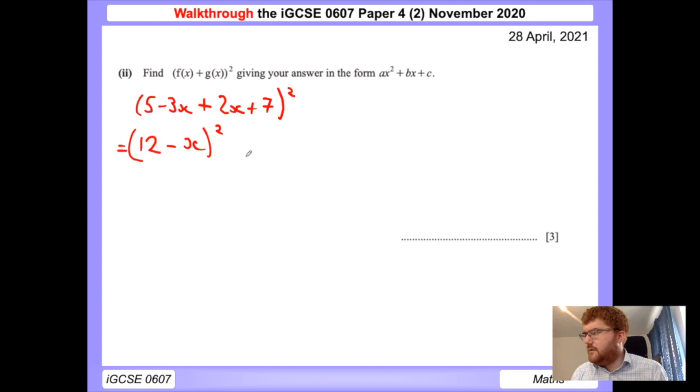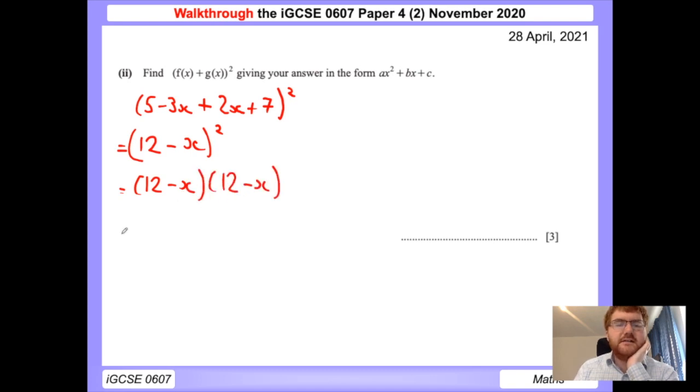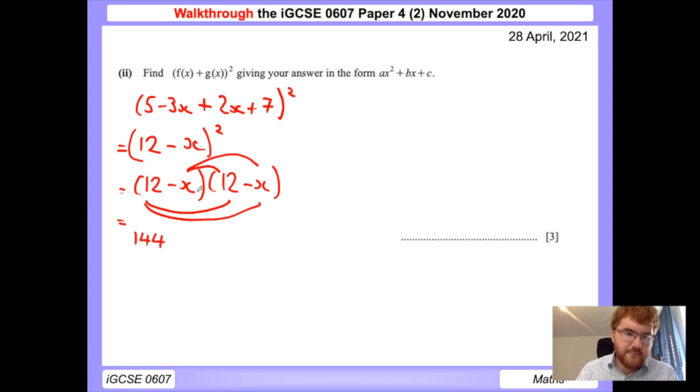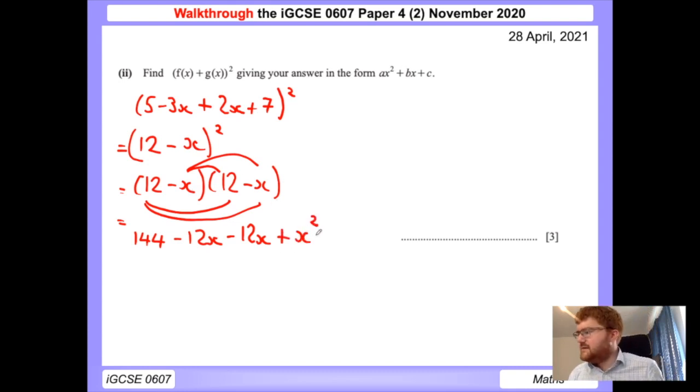So once we've got that, then we can work this out. So remember, this is the same as multiplying 12 minus x times 12 minus x. It's a double bracket. And if we use FOIL on this, first, outside, inside, last, 12 times 12 is 144. 12 times minus x is minus 12x. Minus x times 12 is minus 12x. Minus x times minus x is positive x squared, like so.